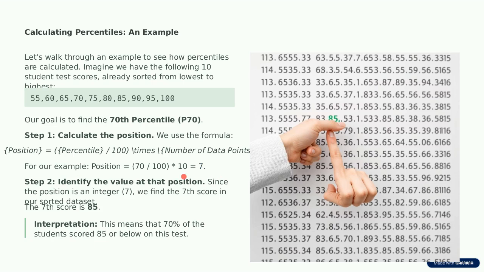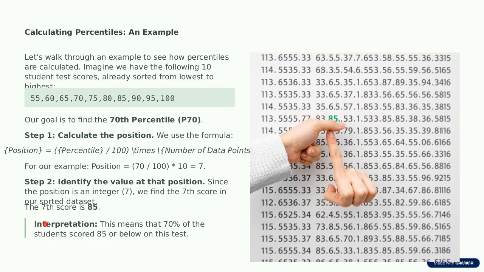So here the position is 7. Identify the value at that position. Don't forget, you have to arrange your values from the lowest to the highest. In this case, since the position is an integer, 7, we find the 7th score in the sorted data set. Let's check the 7th score from here: the first score, the second, the third, the fourth, the fifth, the sixth, the 7th. The score with the 7th position is 85.